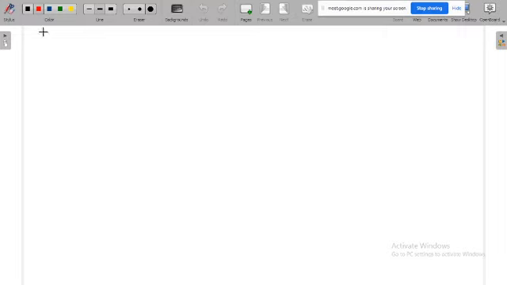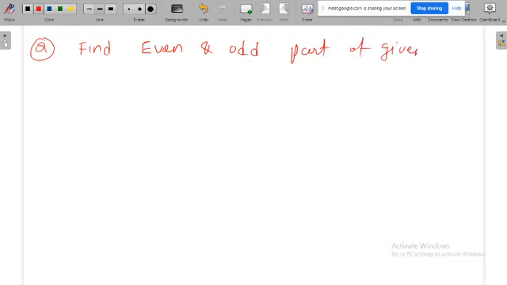Okay, now suppose the question is like this. They are given some signal x of t, and we need to find the even and odd part of the signal. Again, the nature of x of t could be anything. Suppose they give the signal like this. The given x of t itself is like this.